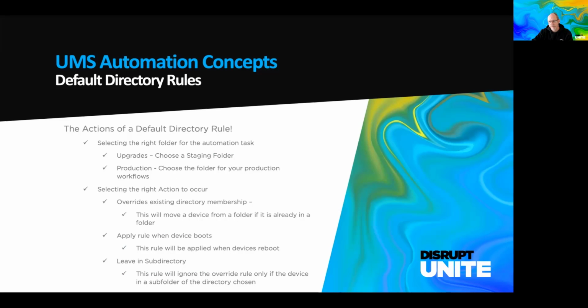The actions portion of the default directory rule is moving a device to a target folder that has specific objects assigned to that target folder, like the update profile or the firmware. Objects can be configuration profiles, scripts. There are many options. It is also worth mentioning the actions of each default directory rule, in other words, do you want to run this directory rule on boot? Do you want to override the directory membership of a device, move it or not, etc.?